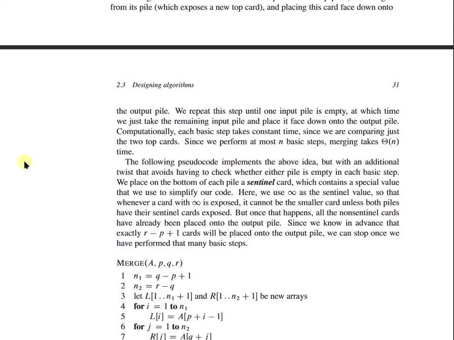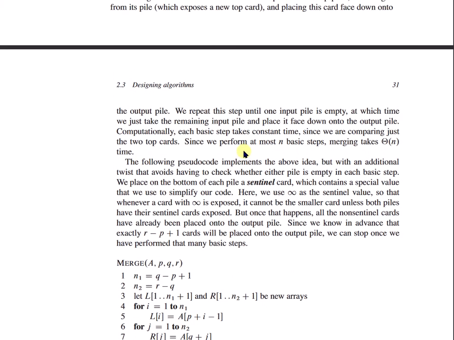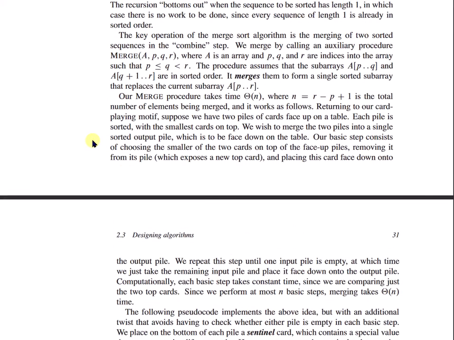Computationally, each basic step takes constant time since we are comparing just the two top cards. Since we perform at most n basic steps, merging takes theta of n time. Okay, merging takes that much time, but again, I don't know how we create those two sorted subarrays. The following pseudocode implements the above idea. Since we perform at most n basic steps, how is it that we perform n basic steps?